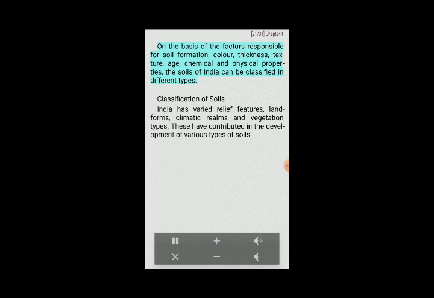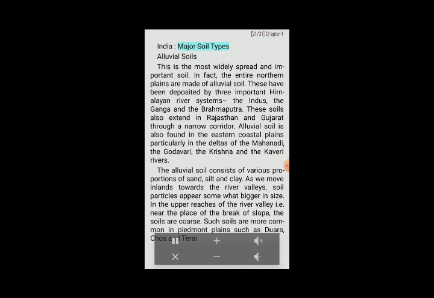On the basis of the factors responsible for soil formation, color, thickness, texture, age, chemical and physical properties, the soils of India can be classified in different types. Classification of soils. India has varied relief features, landforms, climatic realms and vegetation types. These have contributed in the development of various types of soils. Major soil types in India. Alluvial soils. This is the most widely spread and important soil.